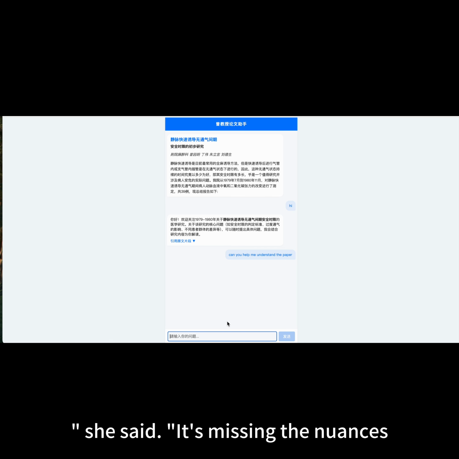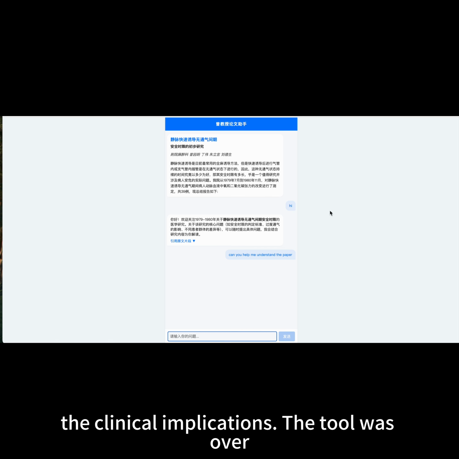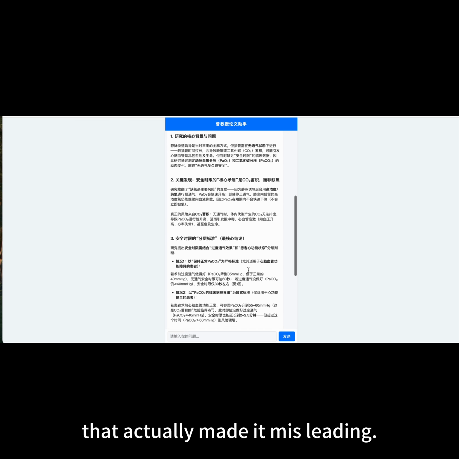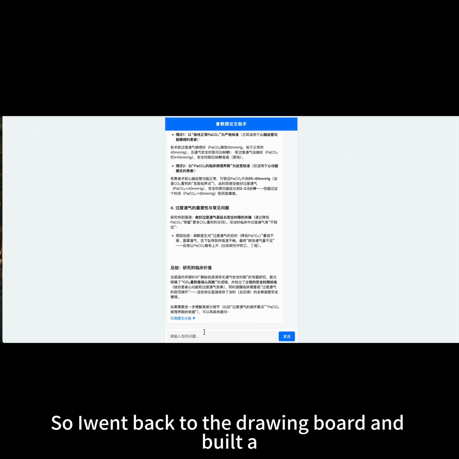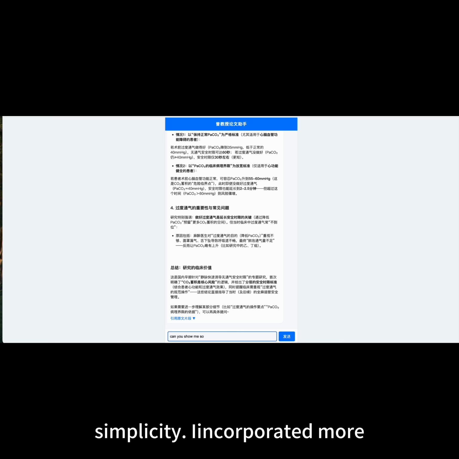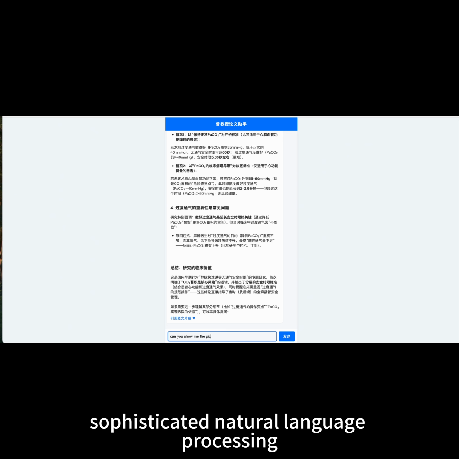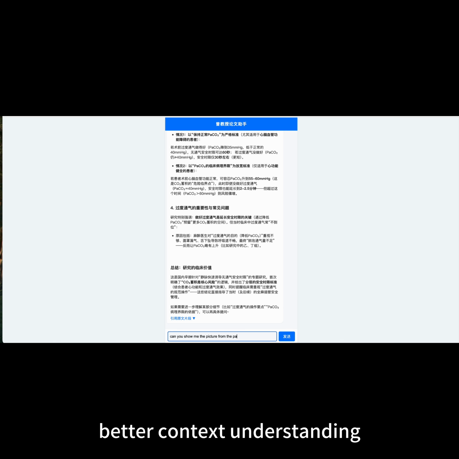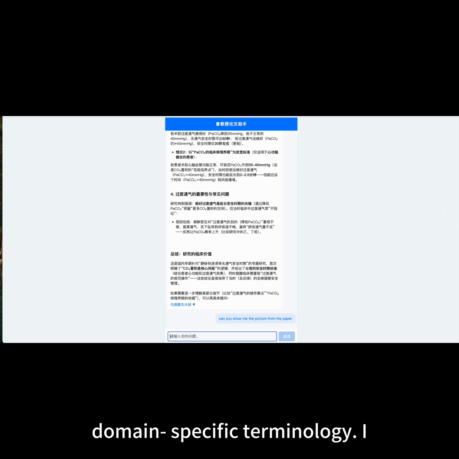It's missing the nuances, the statistical significance, the clinical implications. The tool was simplifying complex research in ways that actually made it misleading. So I went back to the drawing board and built a second tool, this time focusing on accuracy over simplicity, incorporating more sophisticated natural language processing, better context understanding, domain-specific terminology. I thought I had cracked the code.